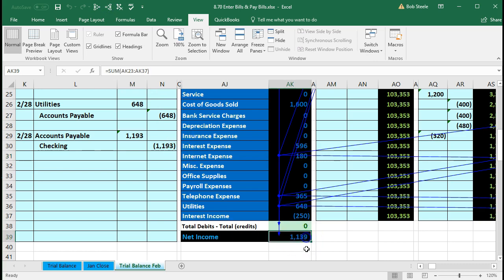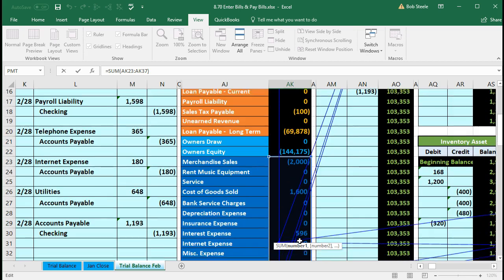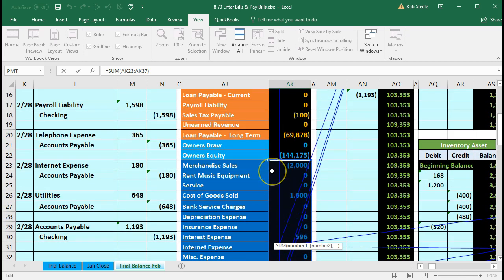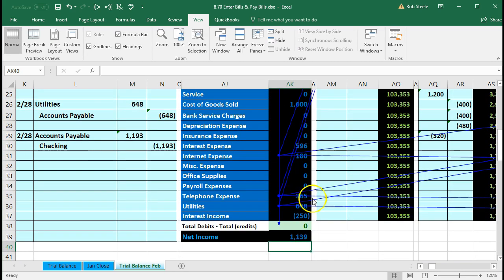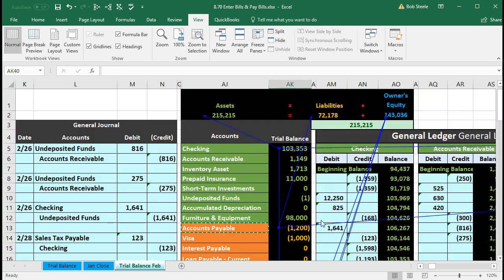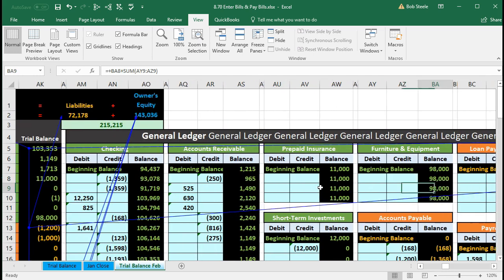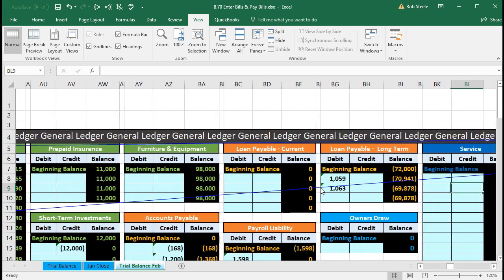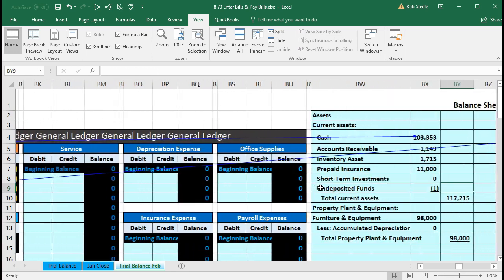And note here that we have a loss. That means that the debits of expenses are greater than the credit of revenue. And we'll see that on the income statement too. So let's look at that now. To see that, we're going to scroll to the right, scrolling to the right until we see the financial statements.